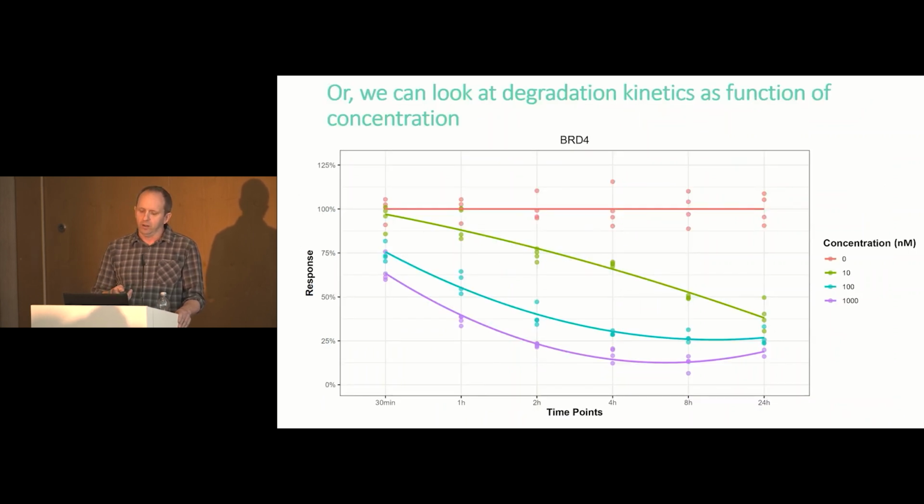Yeah, this is basically the same, but just to show that we can overlay these response curves. We can also look at the kinetics now, right, for a given concentration? So in the DMSO, it's flat, but at 10 nanomolar, we start to see degradation already, and we get a different kinetic with higher concentrations.